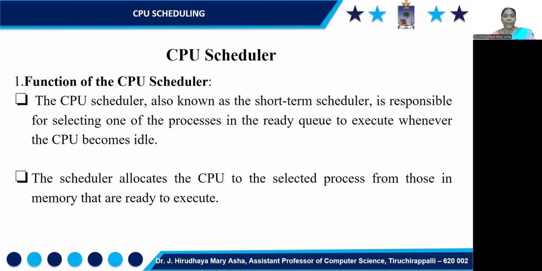Next one is the CPU scheduler. Scheduler is nothing but a manager which is responsible for scheduling the CPU. The function of the CPU scheduler is to allocate the CPU on a short-term basis. That means the processes are kept in a ready queue, and the process has to wait until the CPU gives its service to the process. Whenever the CPU becomes idle, the scheduler allocates the CPU to a selected process from those in memory that are ready to execute. Which process is ready will get the attention of the CPU and get its execution.